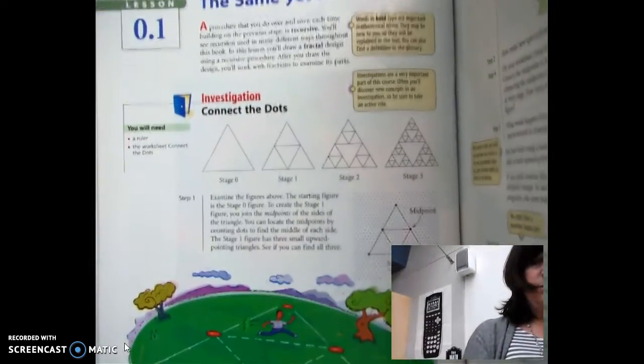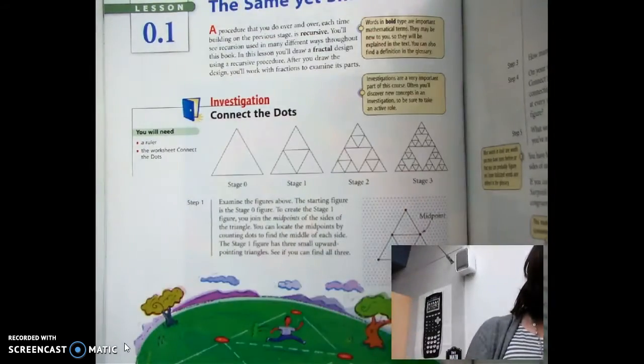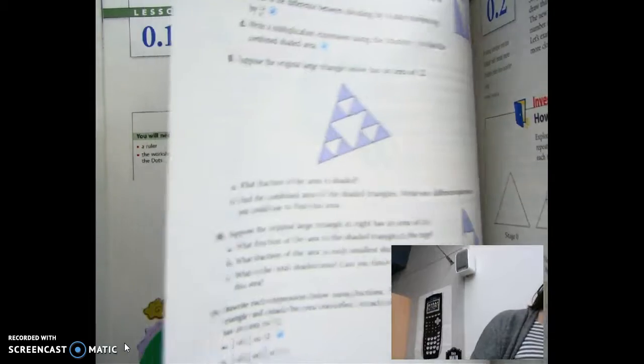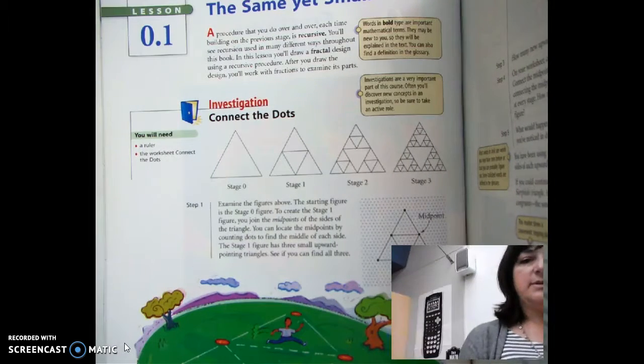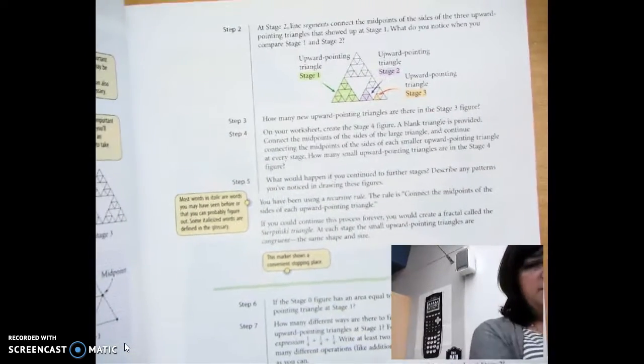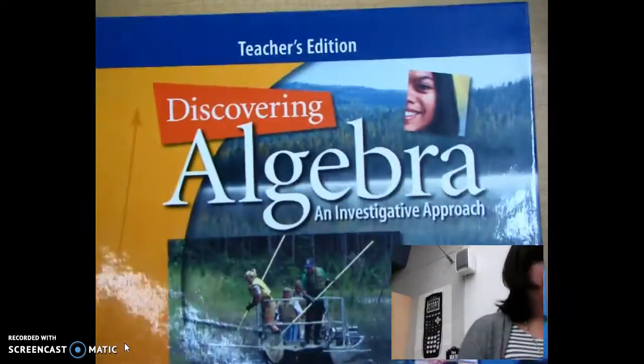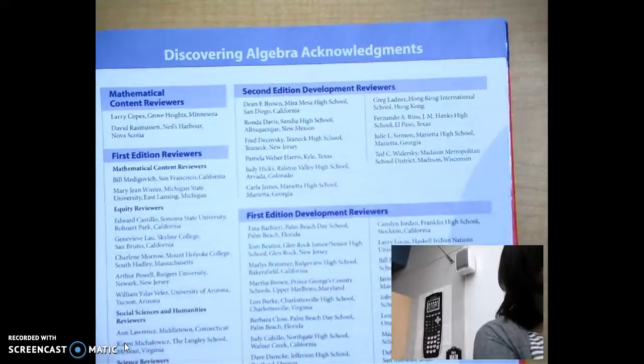This has a lesson 0.1, so this might be some sort of a pre-lesson. Yeah, this is chapter 0, so this is an introductory chapter, so it just pops right into the lessons. Okay. There's some information here telling students how to use the book. I have a teacher edition for this one, so you can see how that looks different.